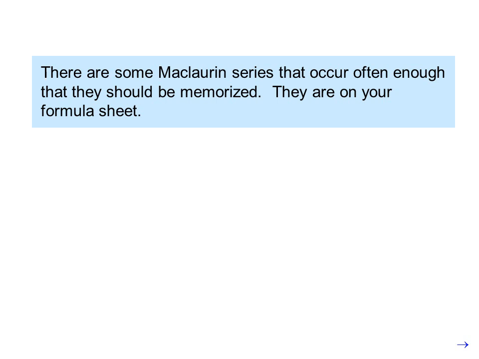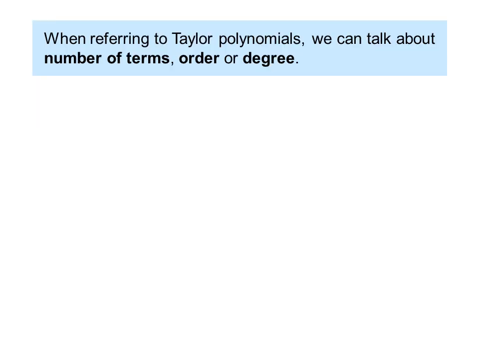There are some Maclaurin series that occur often enough that they should be memorized. They are on your formula sheet. When referring to Taylor polynomials, we can talk about number of terms, order, or degree. It is important to understand these distinctions so that on an exam you can answer the question that is being asked. For example, the series cosine x equals 1 minus x squared over 2 factorial plus x to the fourth over 4 factorial.